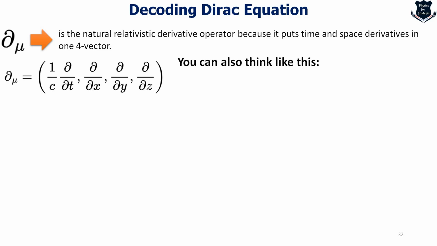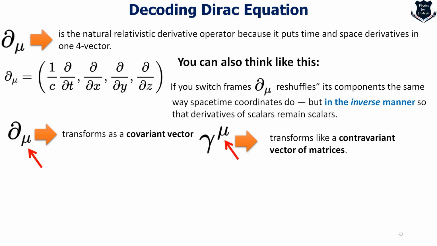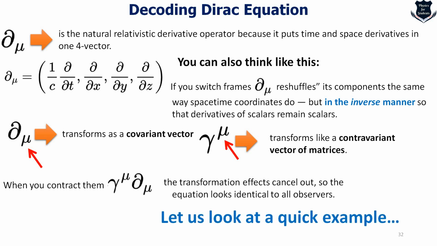So here you can also think that if you switch frames, for example from frame of reference A to frame of reference A prime, and you reshuffle them, the components remain the same. The components of space-time transform in an inverse manner, so the derivatives of scalars remain scalars. I will come to this part. What do I mean? Here you can see partial mu transforms as a covariant vector. Gamma mu transforms like a contravariant vector of matrices, and when you contract them, you get this. So the transformation effect cancels out and the equations look identical. This is what I was talking about, the Lorentz invariant factor.